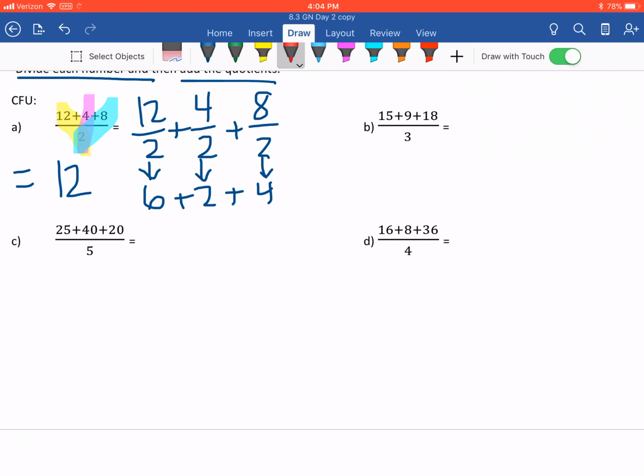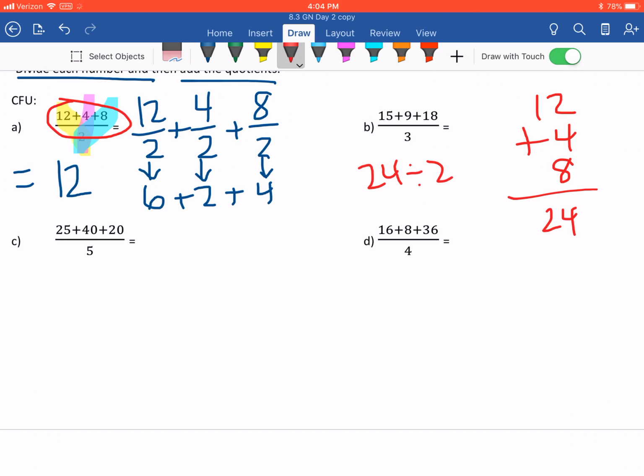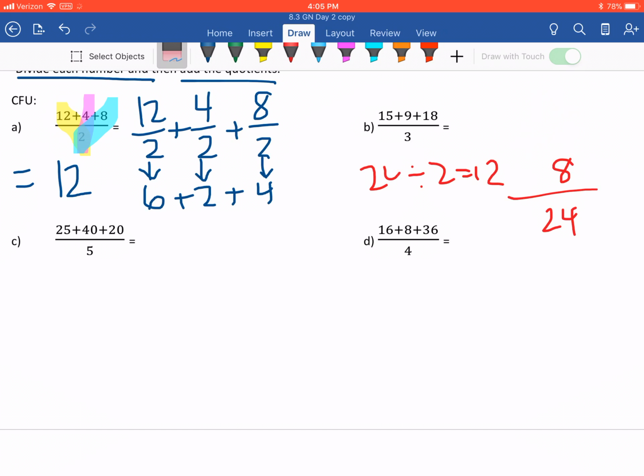Now, alternatively, this is not the way I'm going to recommend, but if you did it this way, it would have worked for this problem. So 12 plus 4 plus 8 gives us 24. Don't write this. Do not put your pen down. Then if I divide 24 by 2, that would also give me 12, which is great. It works in this situation, but it doesn't work in every situation for algebra. So please do not add them all up and then divide, because it's not always going to work.